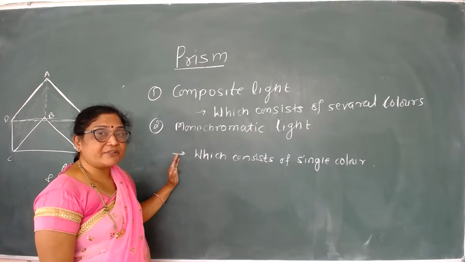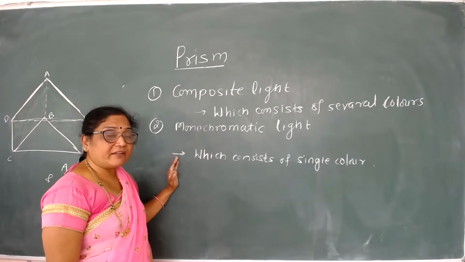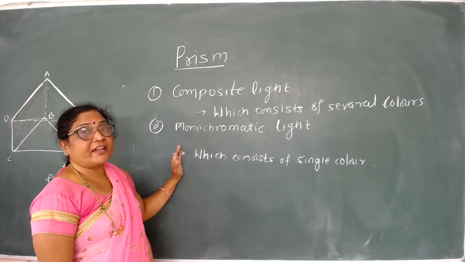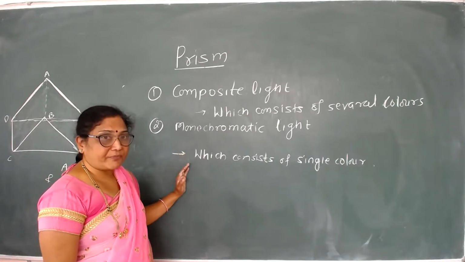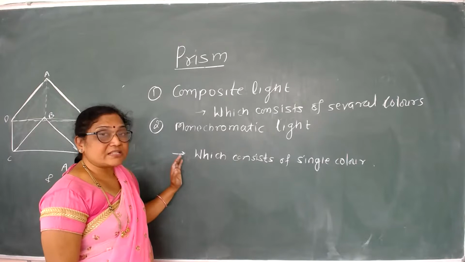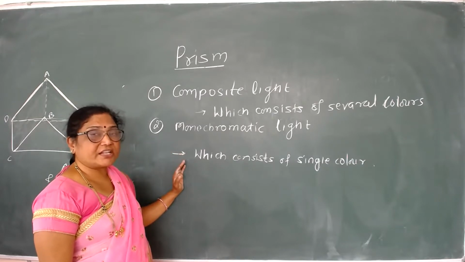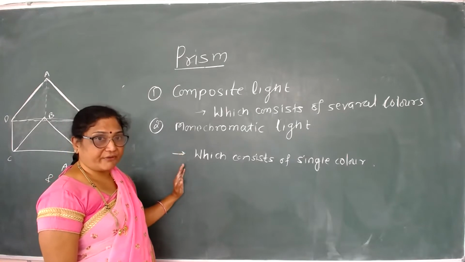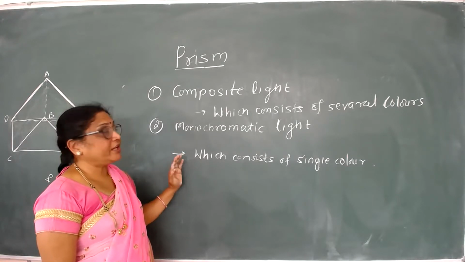Red has a different velocity, violet has a different velocity. Depending on that, when composite light is incident on another medium, it is split up into a number of colors, due to its change in velocity or change in wavelength. But we know that the frequency of light is the same in each medium.